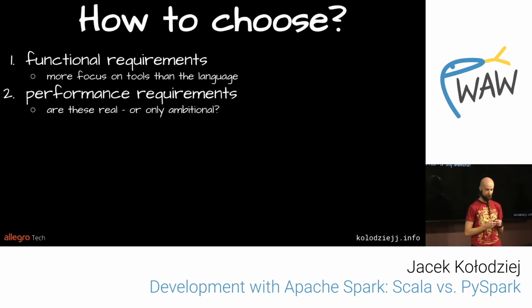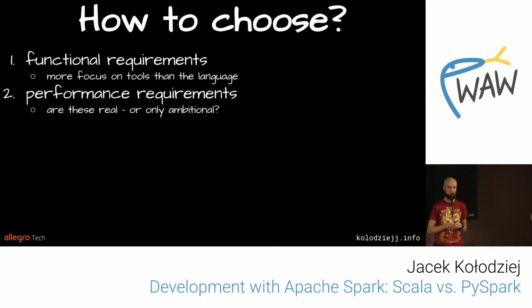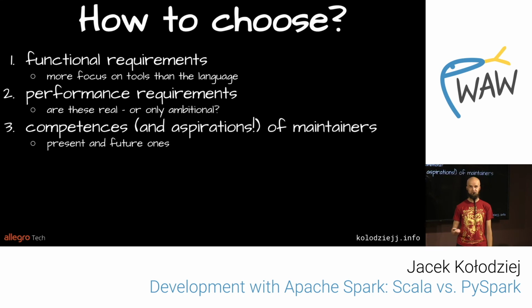Second, performance. But does your job really need to finish in some exact time? Well, for us in Allegro, some jobs really do have an SLA. They need to finish by some time in the day, and some not. So ask yourself, is your performance requirement real, or only some number to look at while neglecting other stuff?